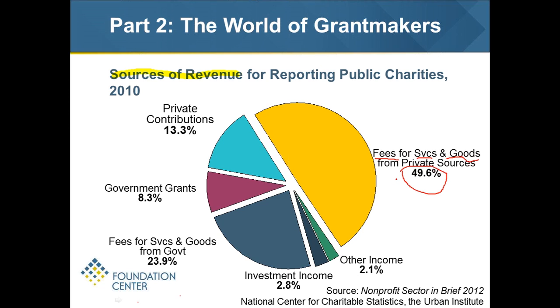As you can see, about 49% of it, almost half, comes from fees for services and goods from private sources. So you're like, well, what does that mean? That really just means earned income, the way that you can earn income for yourself. So that's either fees for services that you provide.